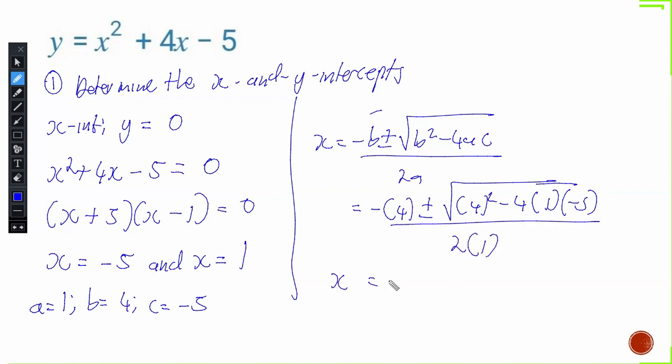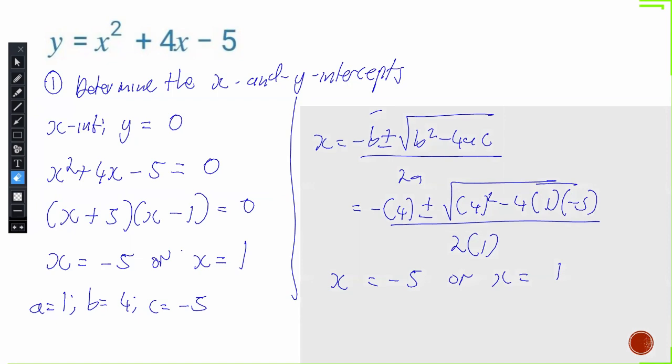So now you get x is equal to -5 or x is equal to 1, right? So we need to say "or". So x is equal to -5 or x is equal to 1. Okay, so this is how you'll be calculating your x-intercept.